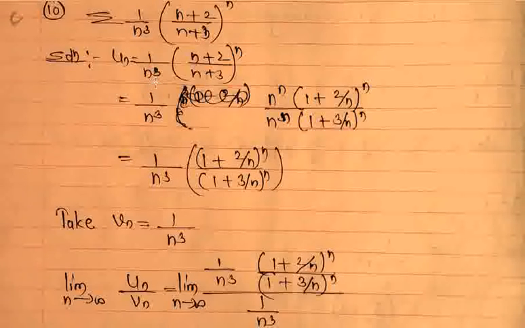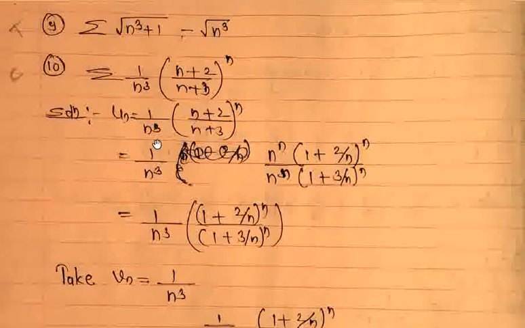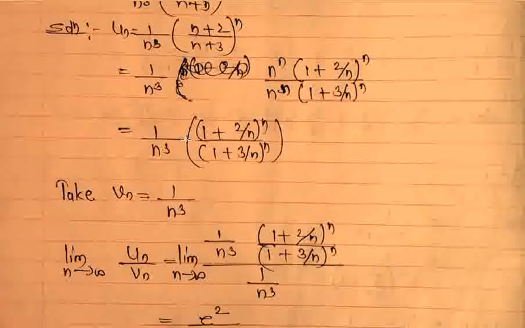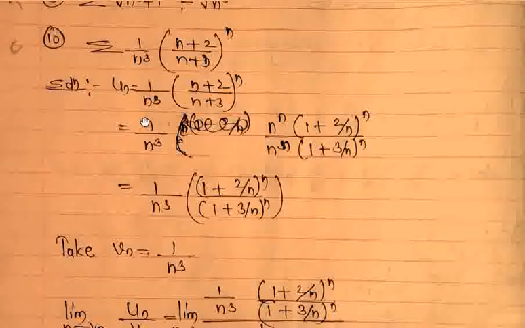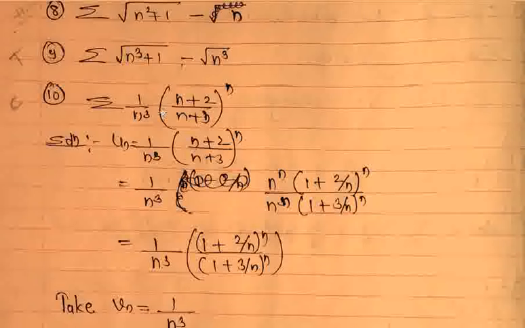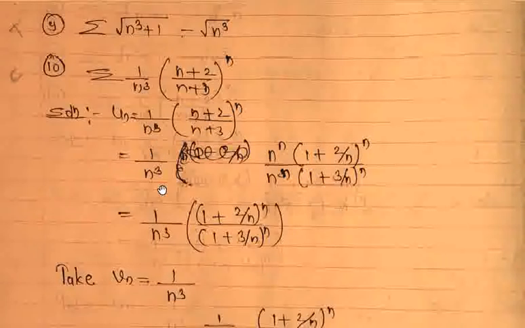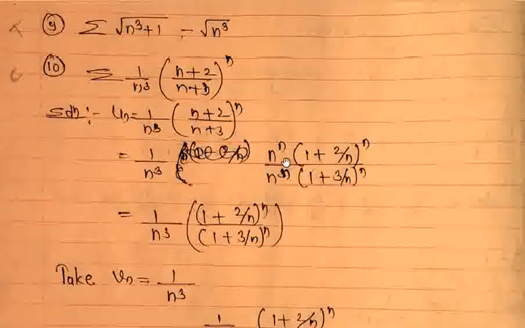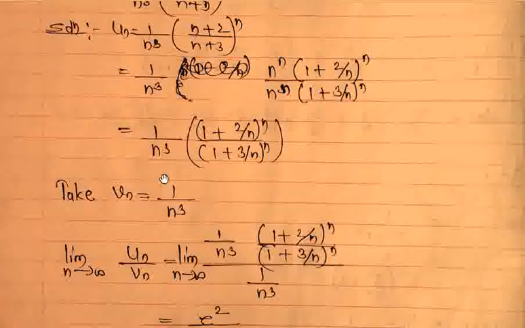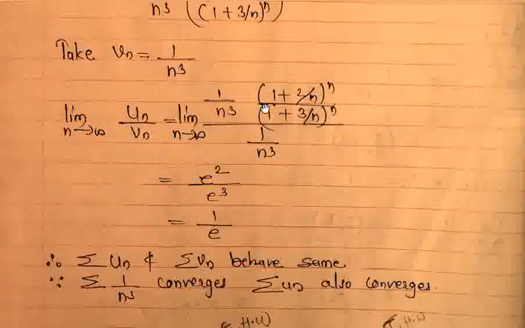So she has done question 10 here. So un is 1 by n cubed. So it's the same thing here. Now you have just taken out the n cubed from here. The n cube was already here, so you have taken the n to the n, which cancels out. So n to the denominator minus the numerator, so 3 minus 0, which is 3. So un by vn.